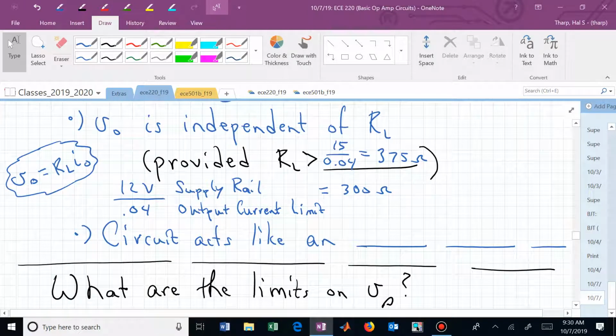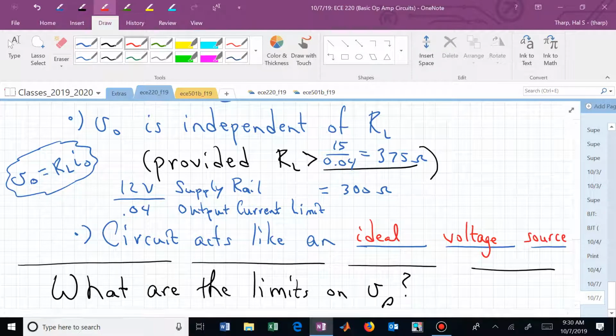The circuit acts like an ideal voltage source. It's giving you what we just calculated, minus 8 volts. And it will do that for all these resistors that we apply to it at the load as long as they are bigger than 400. It's going to appear as an ideal voltage source.